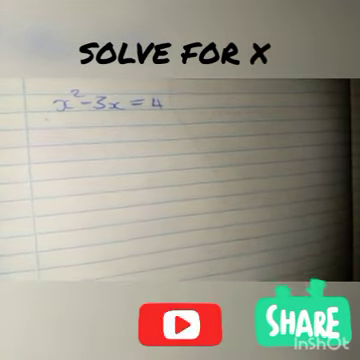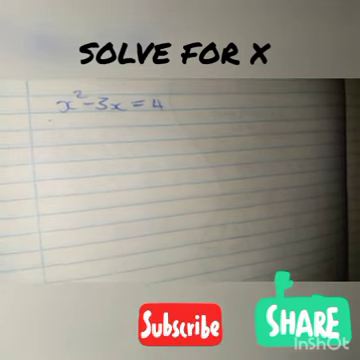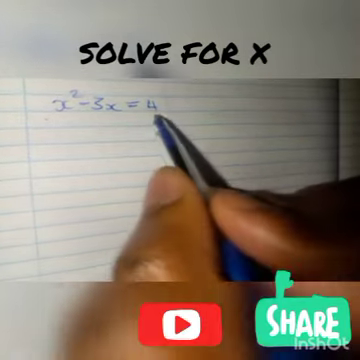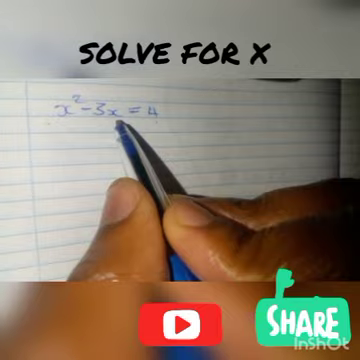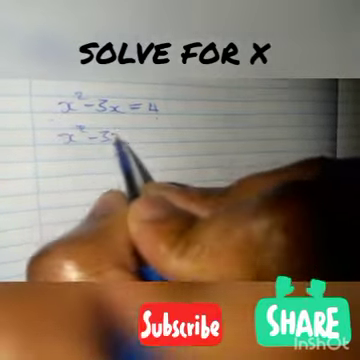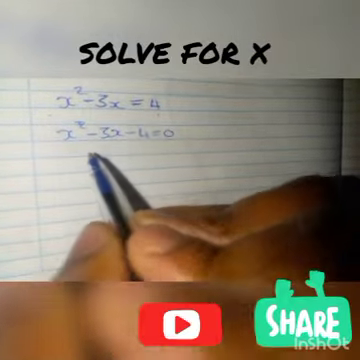In today's equation, we'll be working with a quadratic equation. So how do you solve this equation? First thing, we need to put this equation in order. So we're going to take this number to the other side of the equation. So we'll have x squared minus 3x minus 4 is equal to 0. Then we factorize the equation.